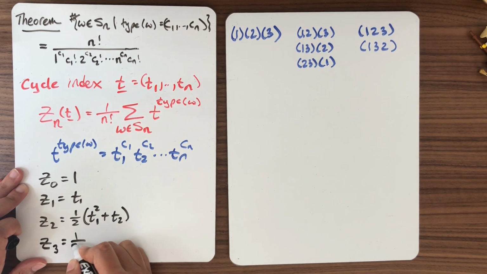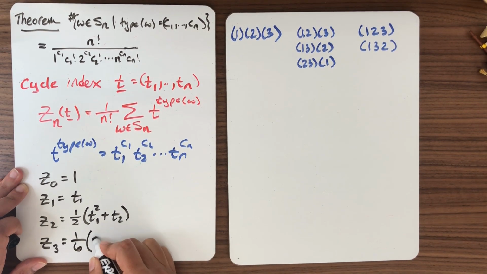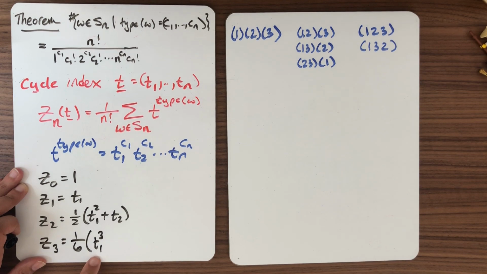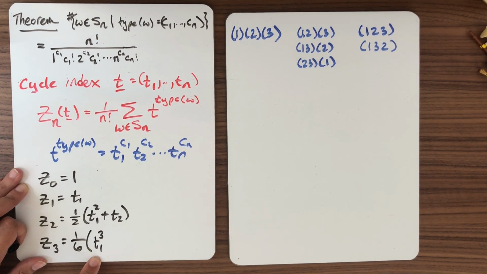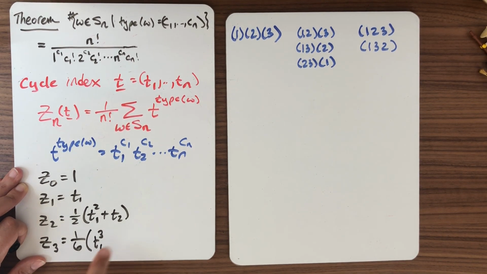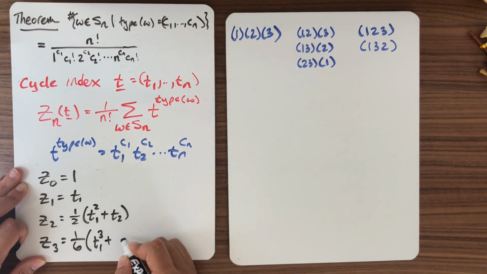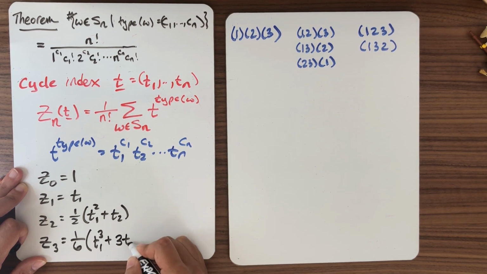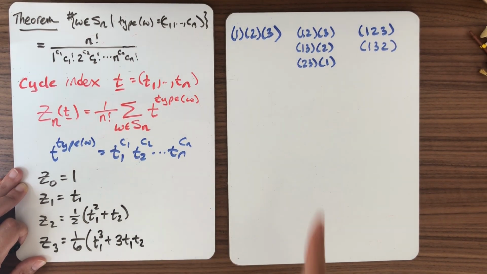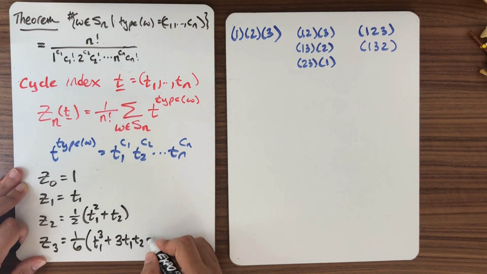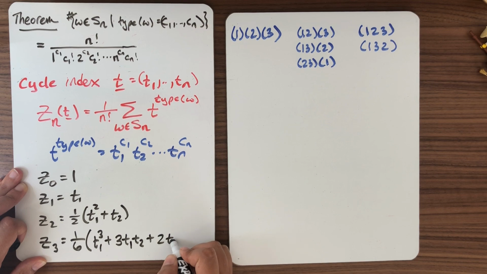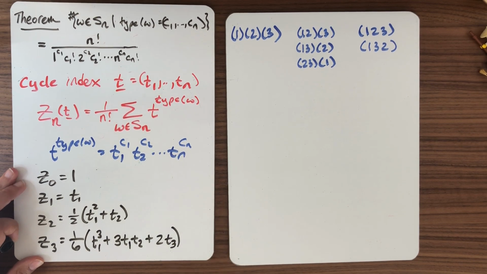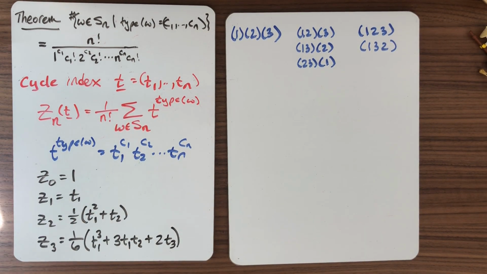It's going to be 1 over 3 factorial. I've got t1 cubed. You're always going to have a t1 to the n term. That's our identity element. It occurs once. Next, we have the transpositions. There are 3 of them in this case, so they are t1 t2, a 1 cycle and a 2 cycle. And then we have the 3 cycles. There are 2 of those, and they're going to give me a t3. And this is my polynomial. But I think it'll be helpful if we compute another example.